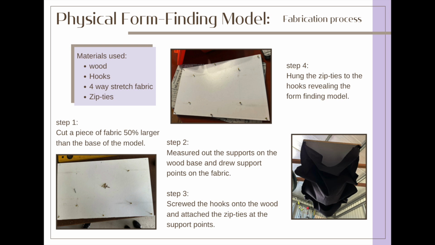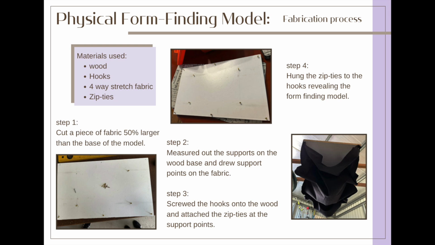The physical form finding model fabrication process. Materials that I used included wood, hooks, 4-way stretch fabric, and zip ties. The first step was to cut a piece of fabric 50% larger than the base of the model. Step 2, I measured out the supports on the wood base and drew support points on the fabric.